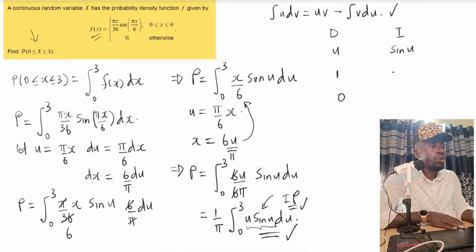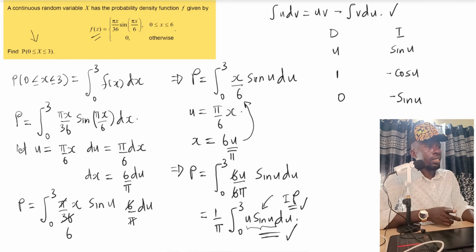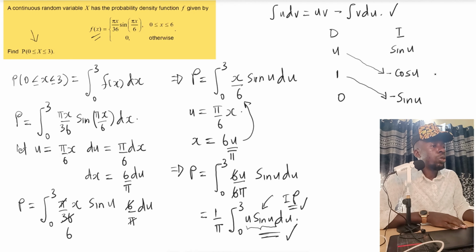If you integrate sine u, we are getting negative cos u. If you are integrating cos u, you are getting sine u. Because if you differentiate cos, you are getting negative sine. But now, if you integrate sine, you are getting negative cos. And if you are integrating negative cos, you will still get negative sine. So then here, we diagonalize this by that much and this by that much. The first one will have the sign of positive, and the second one will have the sign of negative.